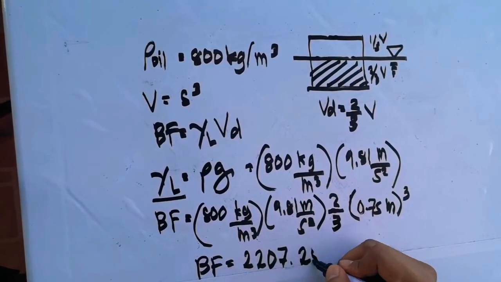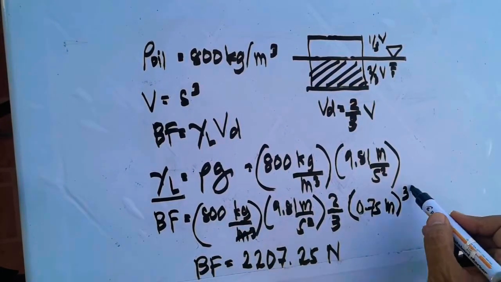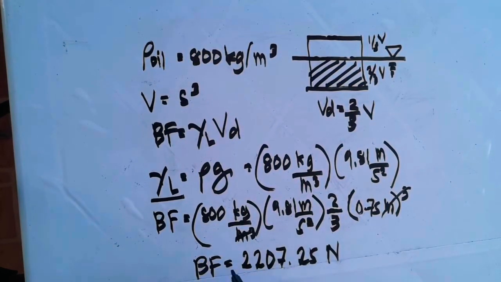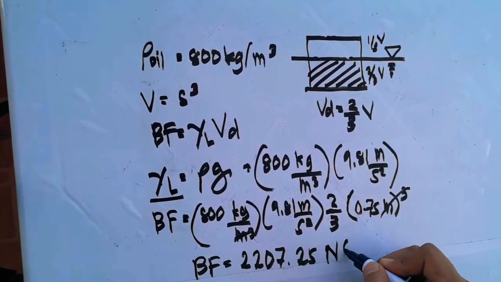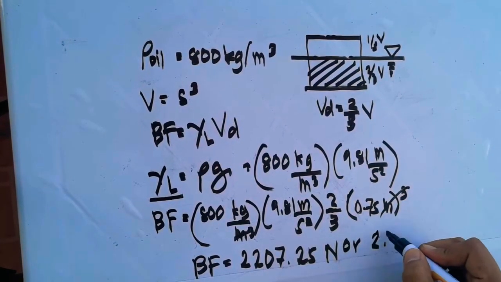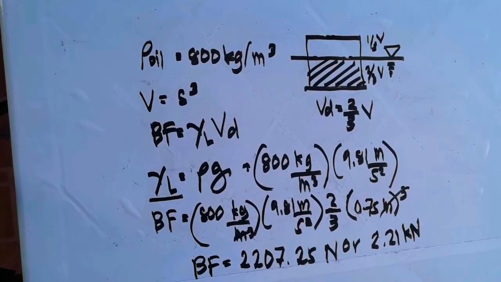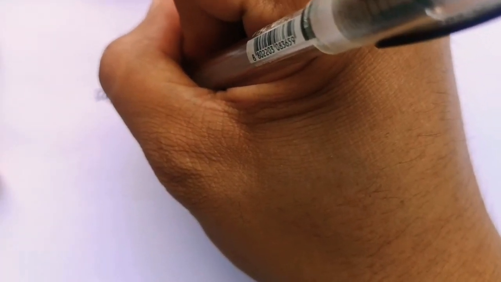Okay, so the buoyant force now is equivalent to 2,207.25 Newton. So, kung analyze natin yung unit, so meter cube. So, kilogram meter per second squared is a Newton. So, the final answer is 2,207.25 Newtons or 2.21 kilonewtons.